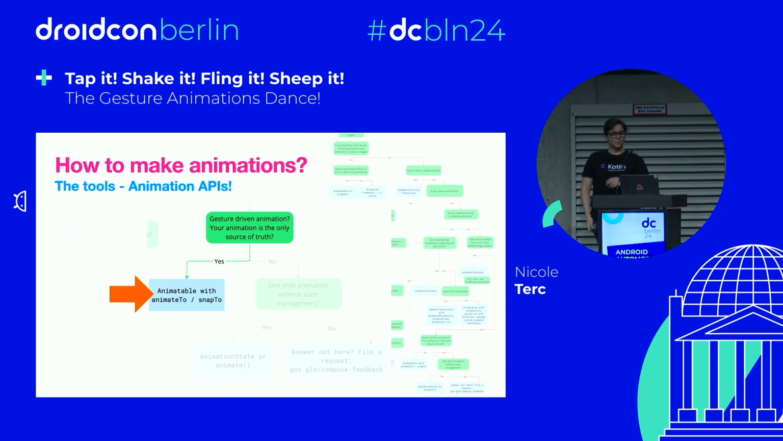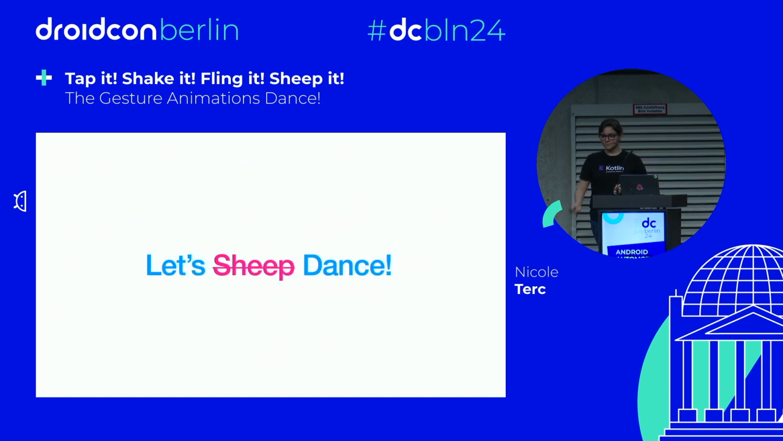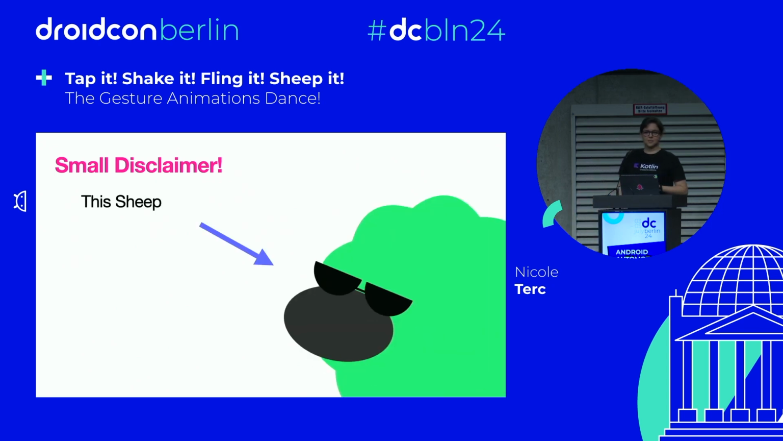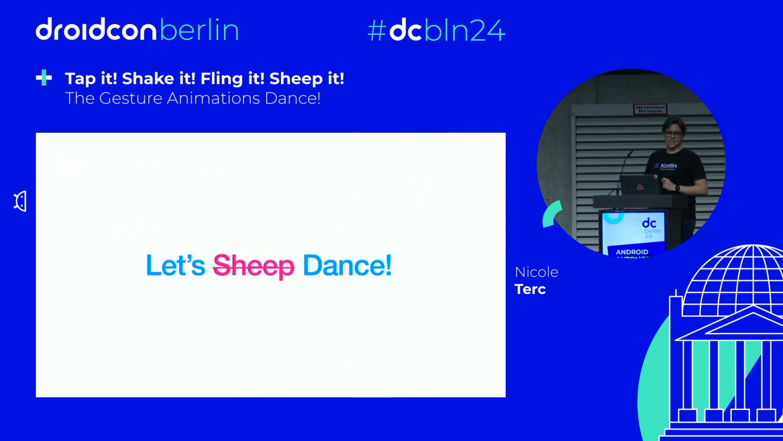Cool. But with this, I think it's enough talking about theory and things about animation. I think we're done with that. So let's start seeing some code. So let's dance. Small disclaimer before we move forward, though. This chip is actually a canvas. So all the code you're going to see here, you can replicate using your favorite composable. You can use a box, you can use text, you can use images. But for now, I'll stick to the chip. It's kind of already in the name of this talk. So as I was saying, let's dance.